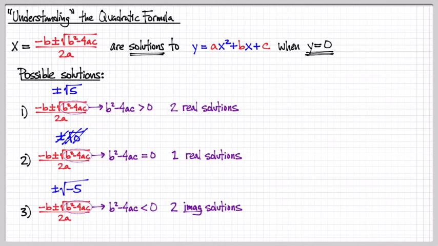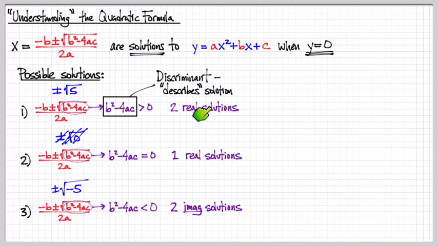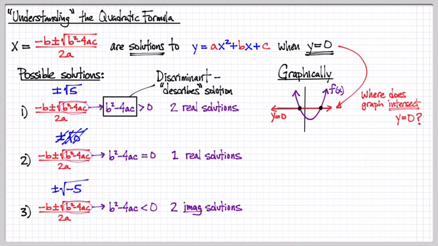Now, we call this b squared minus 4ac the discriminant because it describes the solution. If it's positive, we have two real solutions. If it's 0, we have one real solution. If it's negative, we have two imaginary solutions.